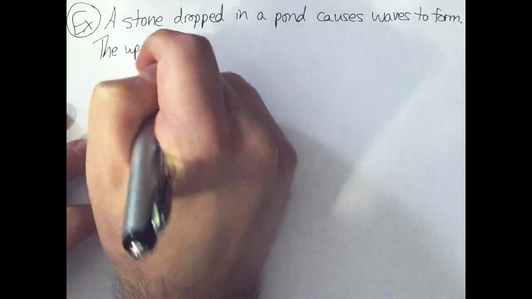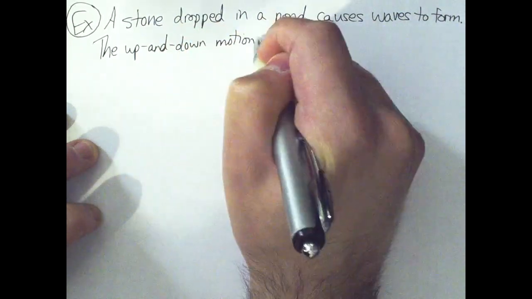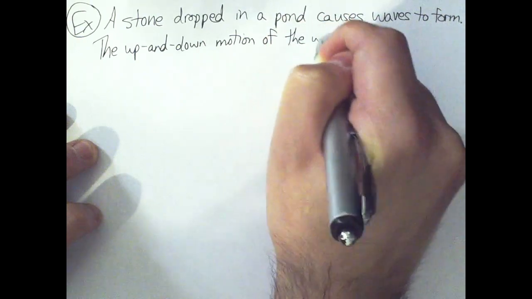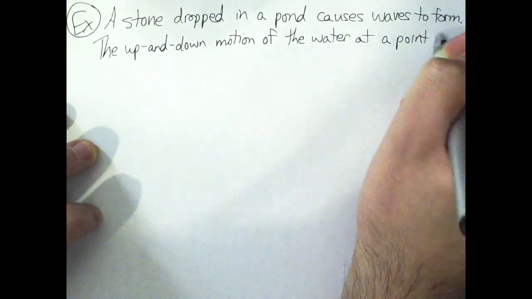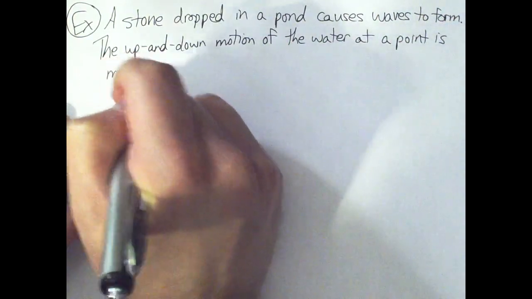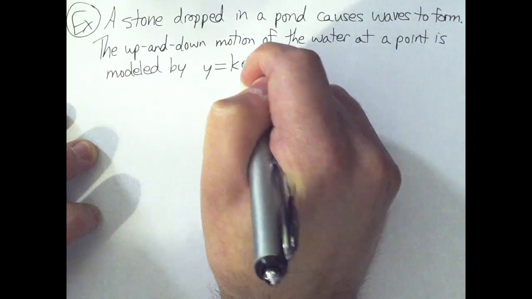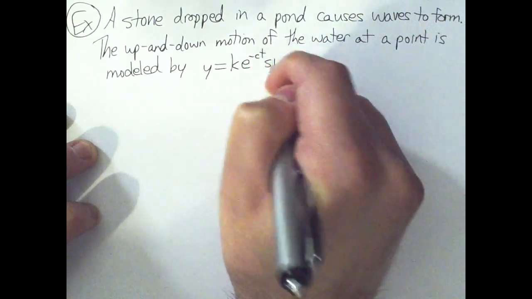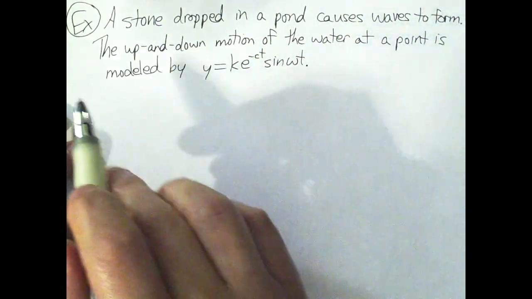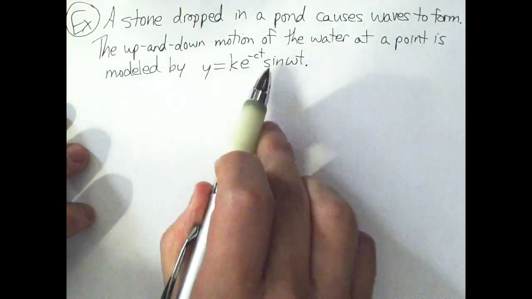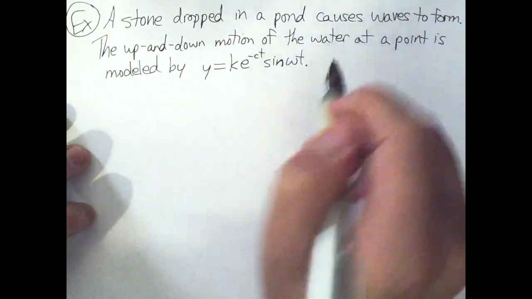All right, the up and down motion of the water at a point is modeled by y equals k e to the negative ct sine omega t. And I guess I should address that a lot of the examples that I've been doing have been with sine, but you could see some word problems that use cosine instead. It's not really that different.